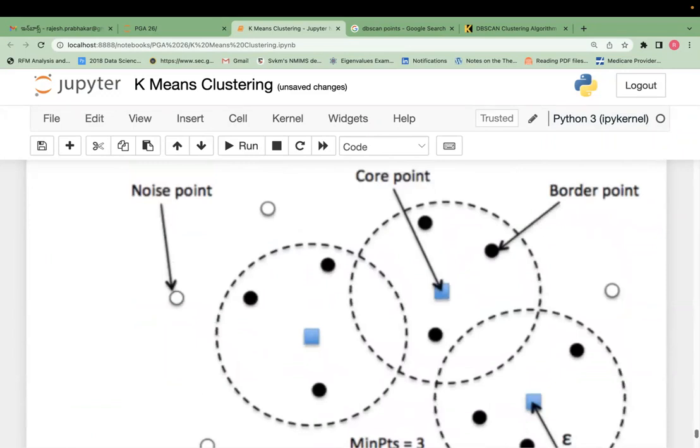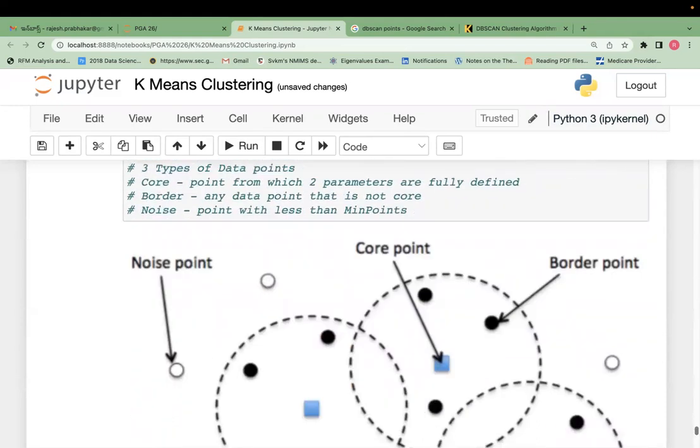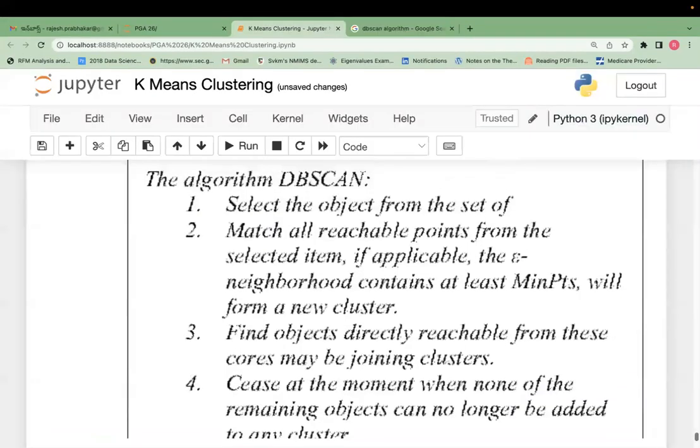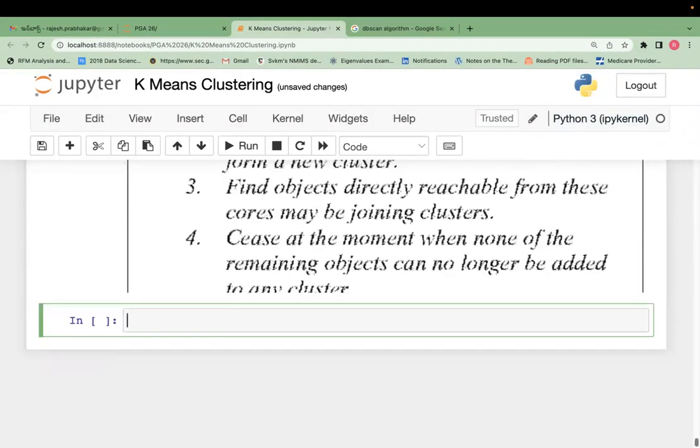It's like a centroid. And the border point is the point nearest to the border. Noise points are those where you can't find the minimum points. Outliers. Noises are nothing but outliers. So this is the structure of a DBSCAN algorithm: core point, border point and noise point. Based on the minimum points, the cluster will be created. Two parameters we need to give.